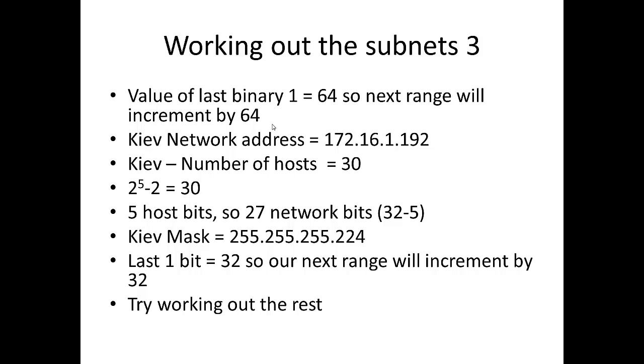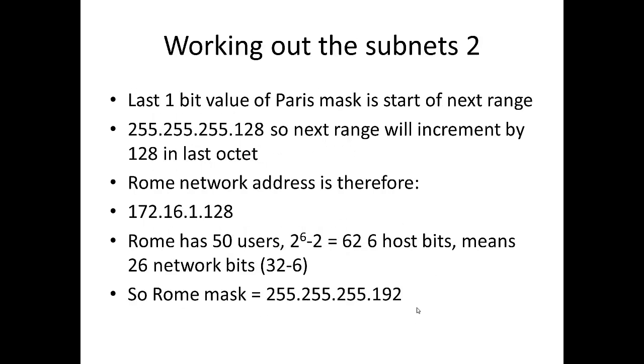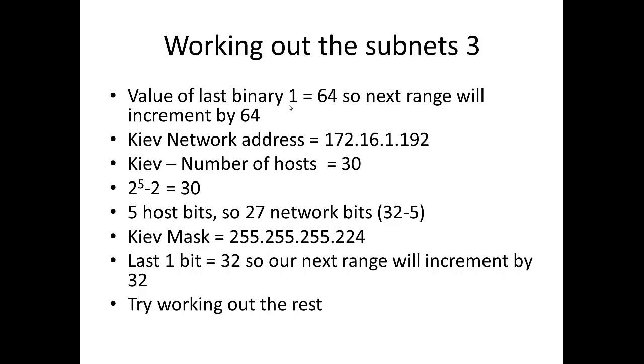Now if we go to the value of the last binary 1 here, it will be 64. So the next range increments by 64. If we add that on, it gives us a network address of 192. We do the same with Kiev. The number of hosts is 30. 2 to the power of 5 minus 2. 5 host bits gives us 30. That's okay. So 5 host bits means 27 network bits, 32 minus 5. There's our mask for that, and so on.